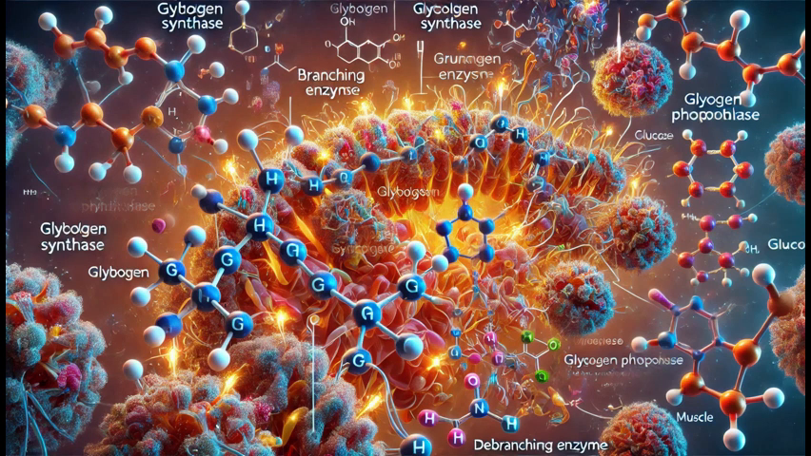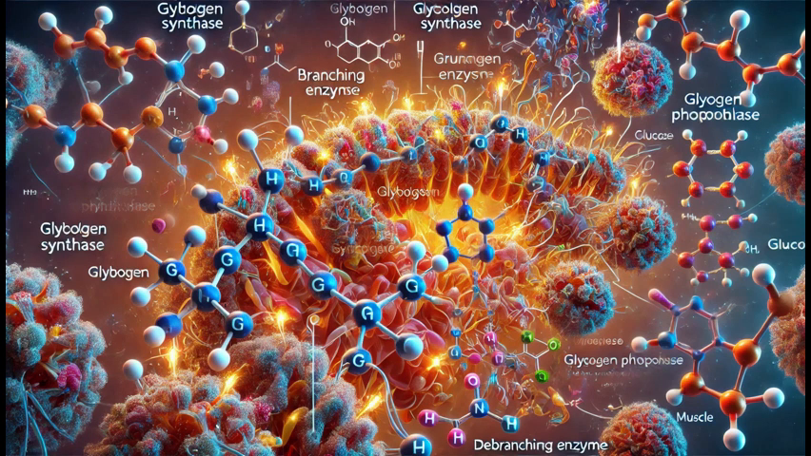Exactly, because glucose is our primary energy source, right? Right, especially for tissues like the brain and muscles. So it's like having a readily available energy reserve right there in our cells. Exactly. When you need a quick burst of energy, your body can tap into those glycogen stores. Like when you're sprinting to catch the bus or lifting something heavy. Exactly. In those moments, you need energy fast, and glycogen is there to provide it.